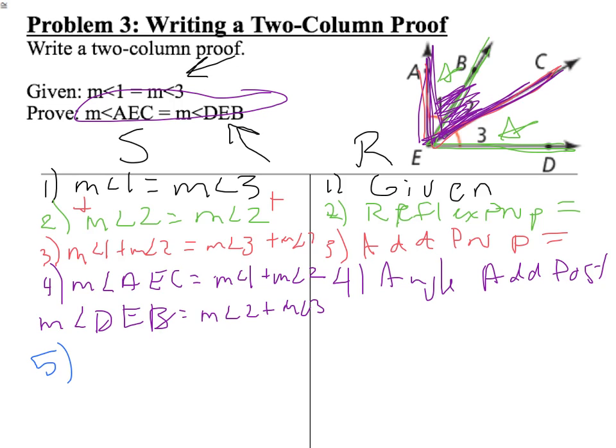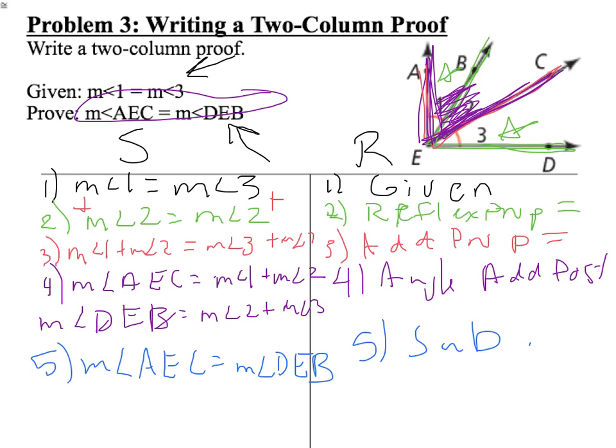Now I can actually say my proof statement. Measure of angle AEC is equal to measure of angle DEB. And the reason I can say that is through substitution. Because if I look at what I have above, I have already that measure of angle 1 plus measure of angle 2 equals measure of angle 3 plus measure of angle 2, and I stated that here. I also have measure of angle 3 plus measure of angle 2 is equal to my DEB. So since I already stated that these two are equal, then I know the actual angles themselves are equal.